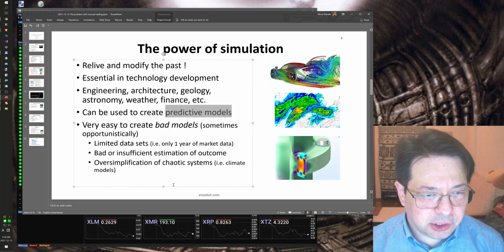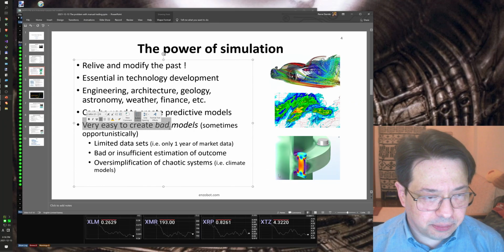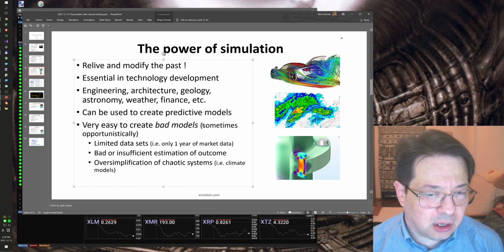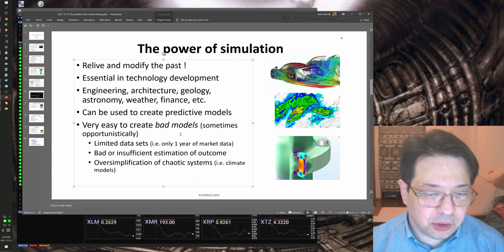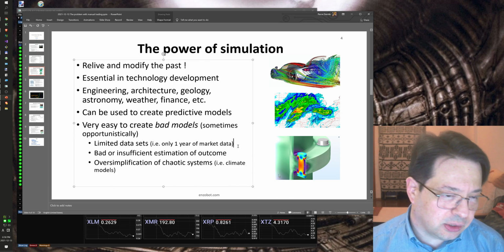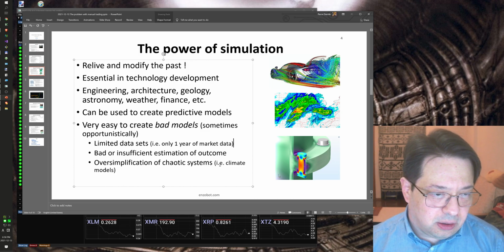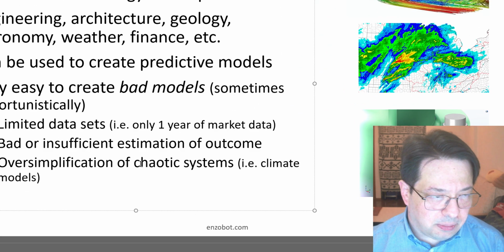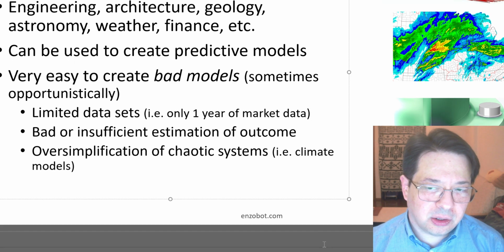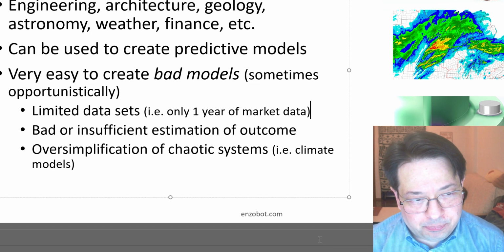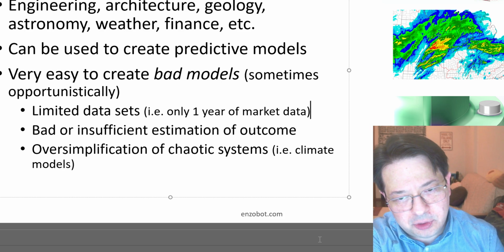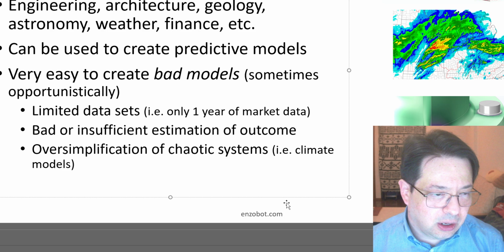But at the same time, it's very easy to create bad models. Most of the time you don't do it on purpose, but sometimes it could be something you actually want, because you want a positive outcome as you're trying to sell something. A typical example would be a limited data set for a market. You only use one year of market data, and it was a bullish market, and then you have a predictive model that you think is great, but it's really helped by a very positive market.